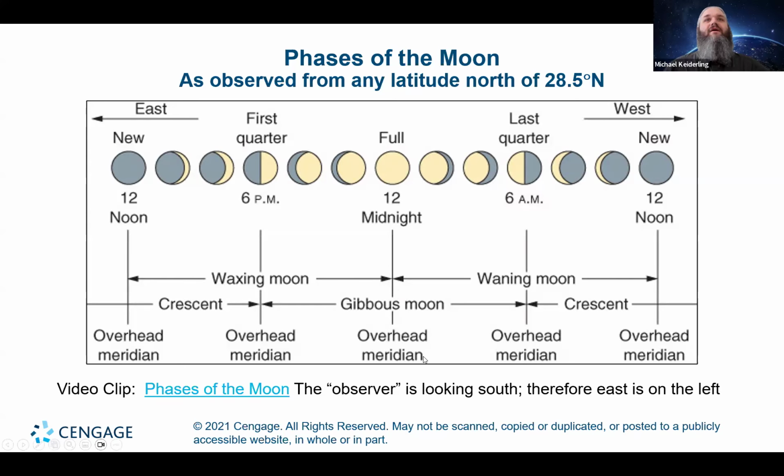So this observer is looking south, so the east is on the left. East and west are correct in this, but in this image, if you're looking south, east will be on your left. If you're in the southern hemisphere, you'll be looking north, so east will be on your right. But it will still be the eastern half that is dark during waxing and that is illuminated during waning.